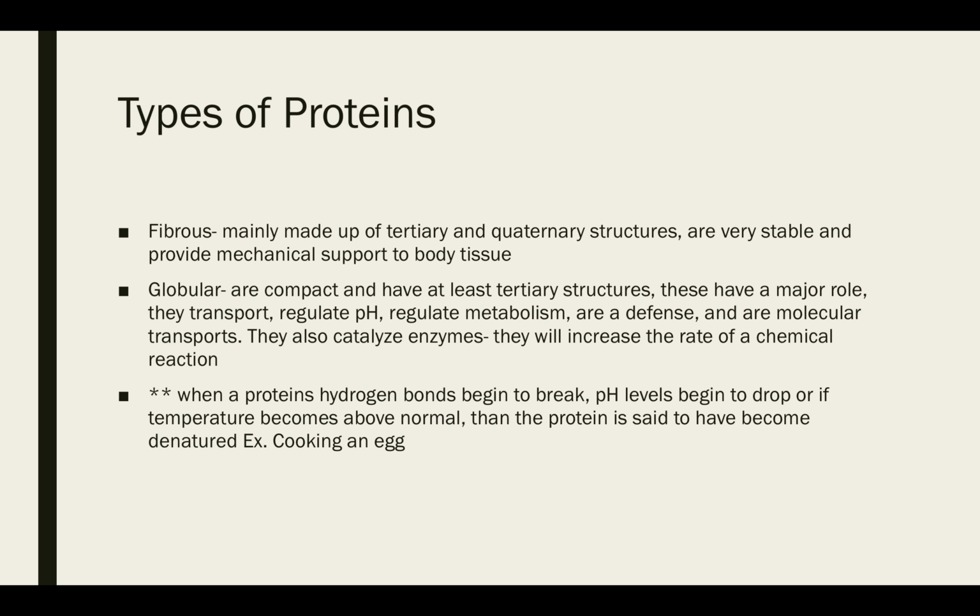Now, on a side note, this is very important as well. When protein hydrogen bonds begin to break, pH level begins to drop, or if the temperature becomes above normal, the protein is said to become denatured. Denatured is a big word to know in this class. An example of denaturization is like cooking an egg. When you have an egg and you fry the egg, you can't turn it back into a liquid. It is stuck the way it is. That is exactly what denaturization is.